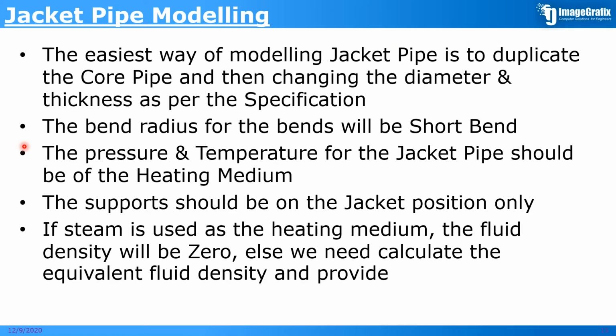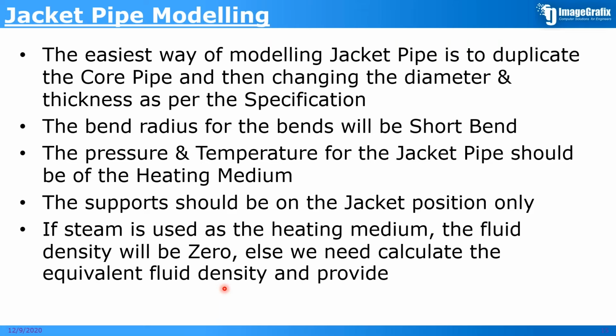And the most important thing is the fluid density of the heating medium to be used in my jacket pipe, because this is the one thing which is going to be flowing in the jacket pipe, giving me the total equivalent weight of my piping segment combined with jacket, core and the fluid. So whenever I have these kinds of segments with a heating medium, if the heating medium is steam, then the fluid density can be set to 0. But if it is any other fluid, the equivalent fluid density needs to be calculated and provided by the user.